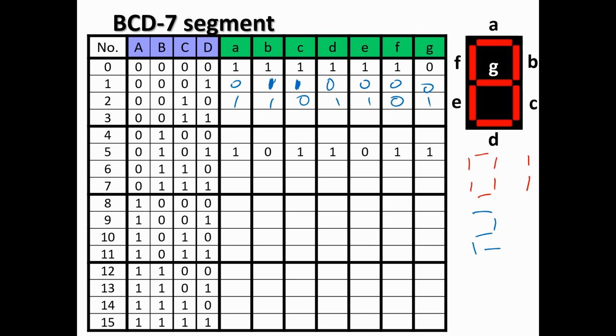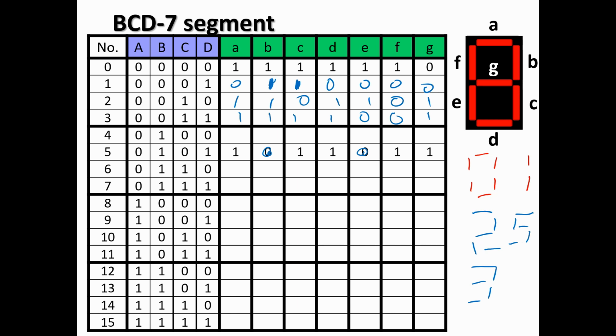What about a number 3? A 3 is like that, so F and E are 0. What about the number 5? We have it like this, so B and E are 0, and the rest are 1. So you can kind of see what we're doing here.